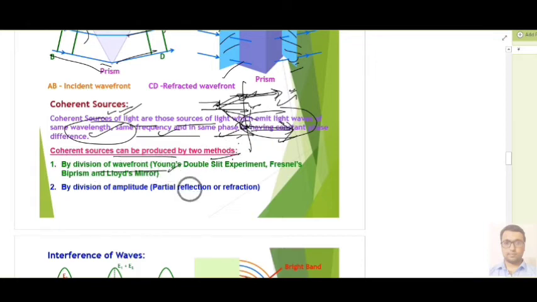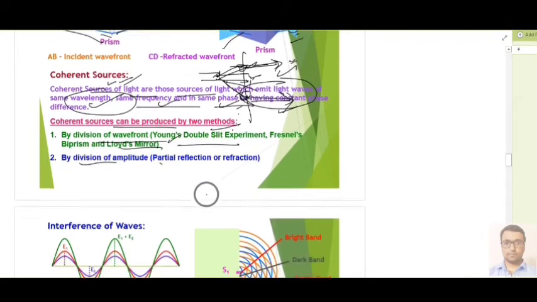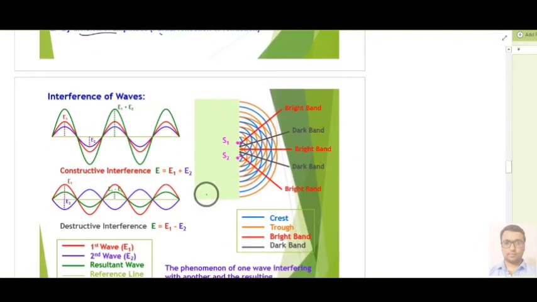As I told you in the previous one, you will learn this in Young's double slit experiment and Fresnel biprism also. Then the second method we have is by division of amplitude, partial reflection and refraction. Second, we have interference of waves.